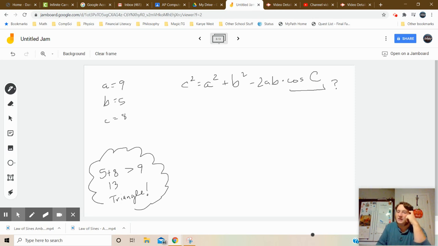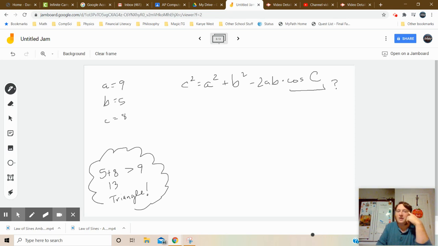And once we know angle C, we could use law of sines to find angle B. And once we know angle C and angle B, we could just use that the three angles in a triangle make 180. So law of cosines is kind of the most work, and then law of sines is a little bit less work than that. And then by the time you use that to find two answers, finding the third answer, the third angle, isn't going to be much work at all.